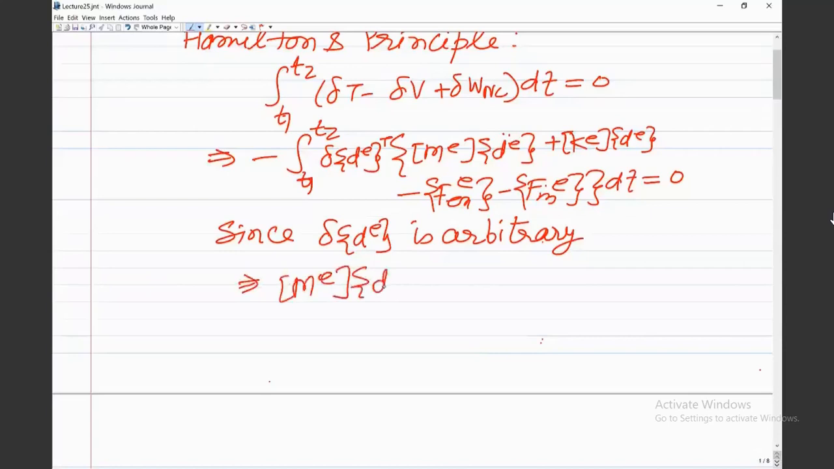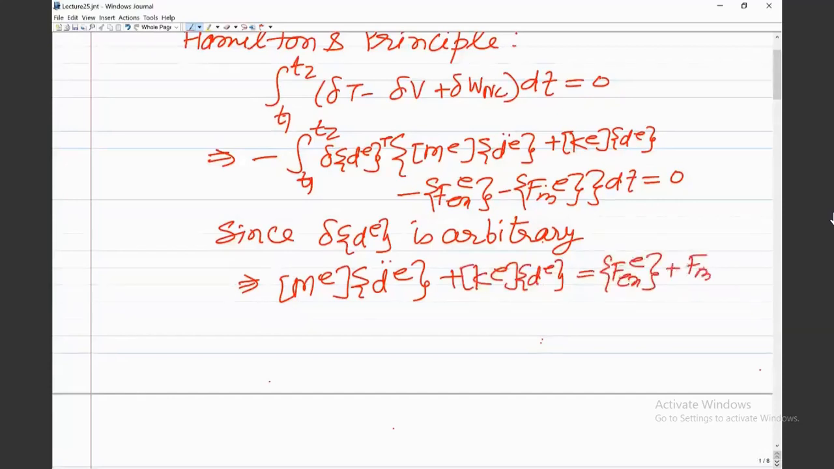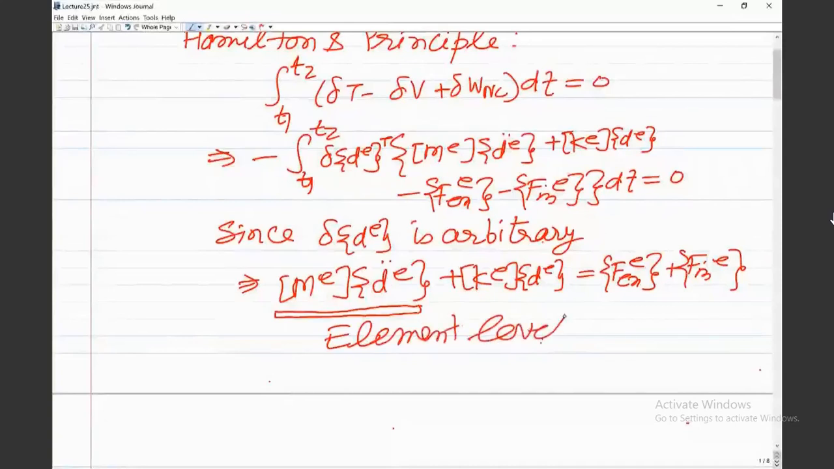That gives you the equation of motion: M_e d_e double dot plus K_e d_e is equal to F_external for the element plus F_internal for the element. We call it the element level equation of motion. The additional term is the inertia term, mass matrix times acceleration vector, which comes in the dynamics equation of motion. So this whole thing is referred to as the element level equation of motion.